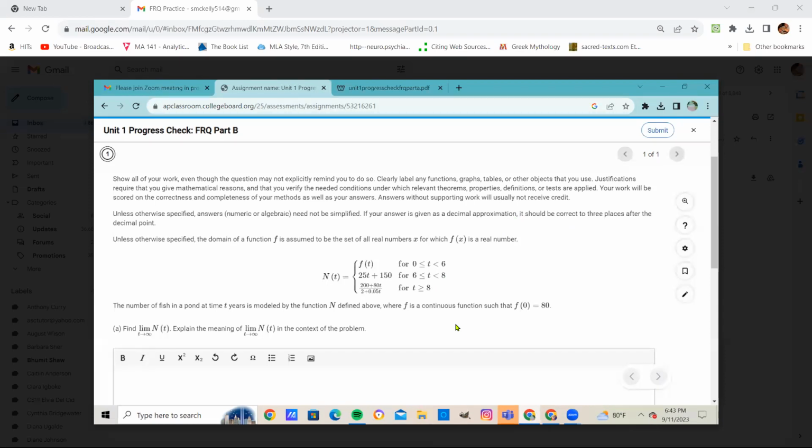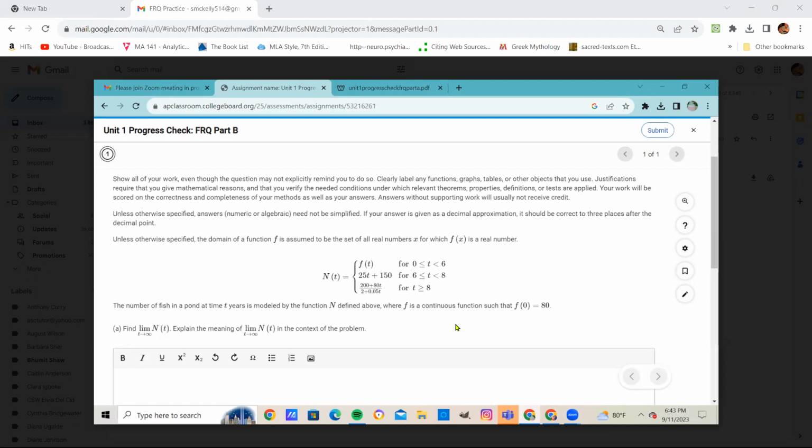Well, the number of fish at time t is modeled by the function. It doesn't tell us what t is measured in, whether it's minutes. Oh yeah, the number of fish after 2 years. Okay.